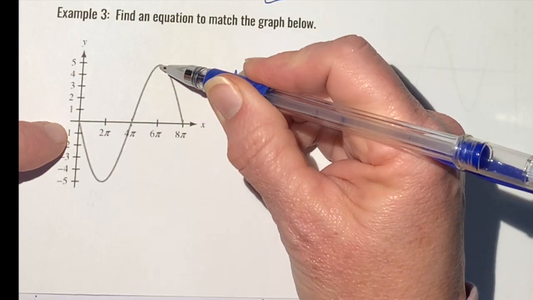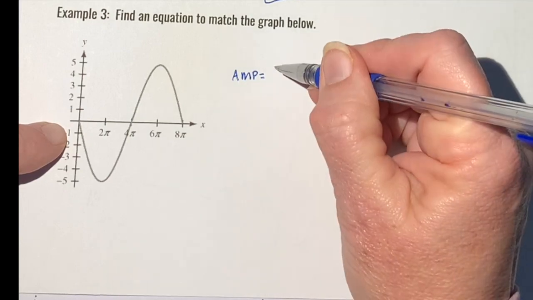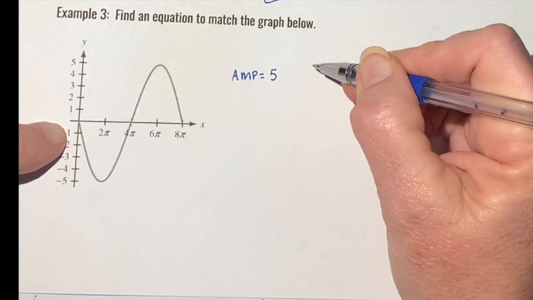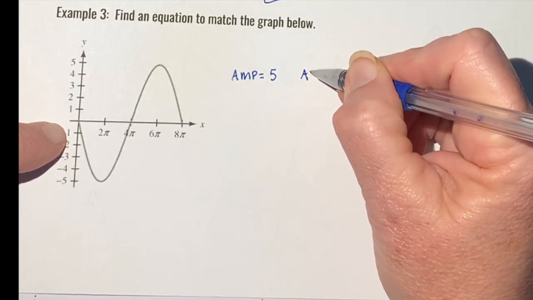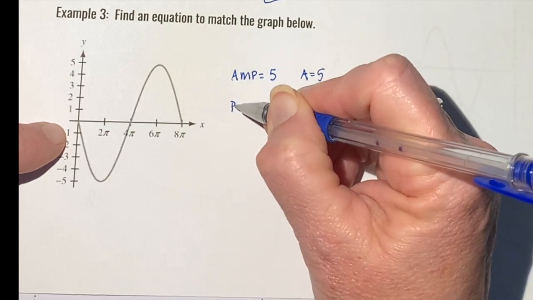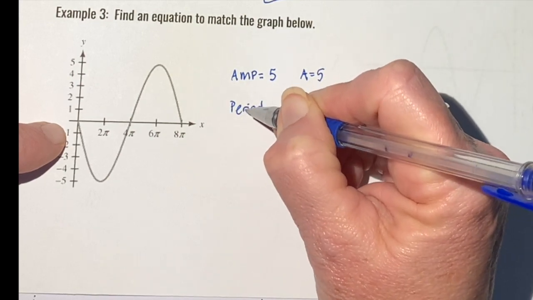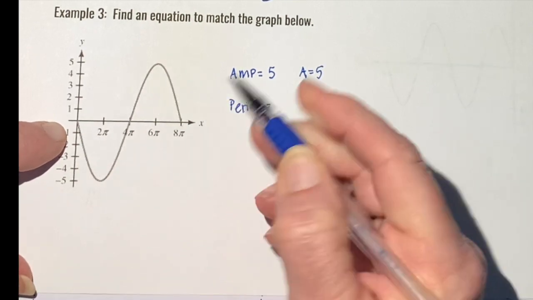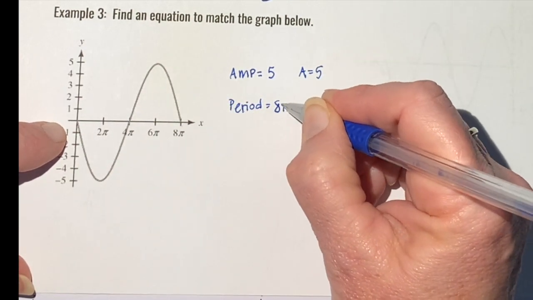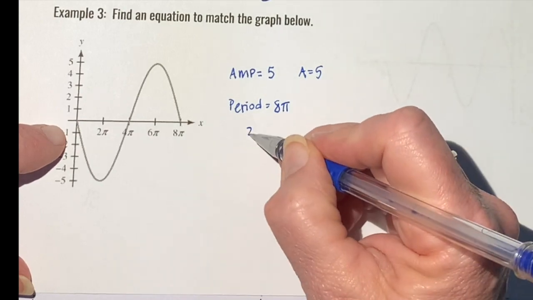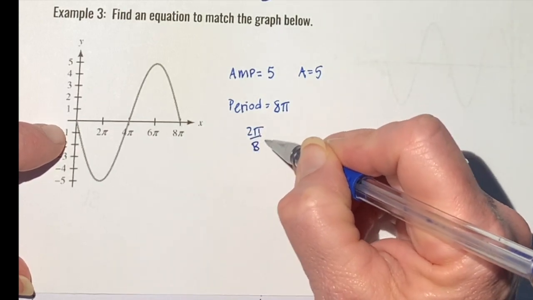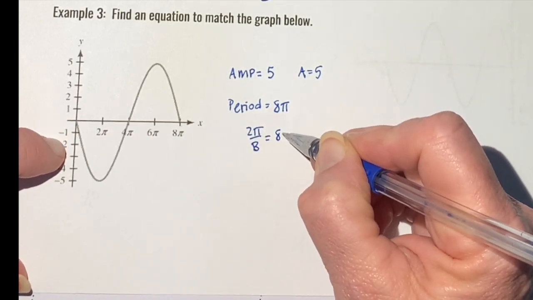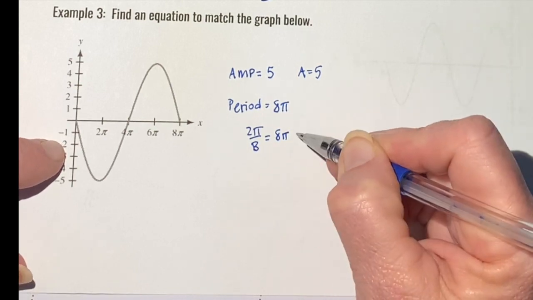Amplitude is 5. So A is 5. All right, the period. So it completes the full cycle between 0 and 8 pi. So we have a period of 8 pi. All right, so 2 pi divided by b is equal to the period. The period is 8 pi. So I'll solve to find out what b is.